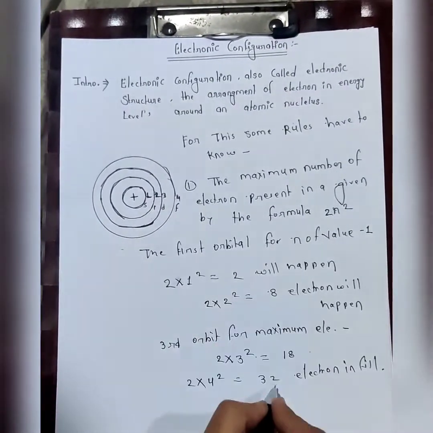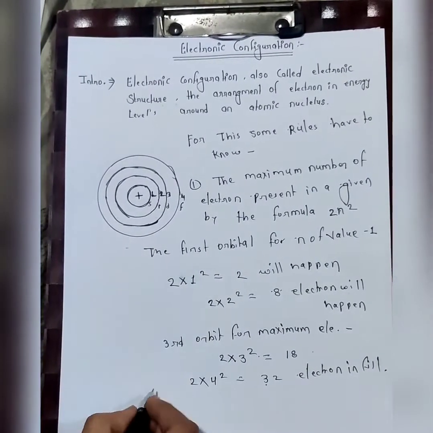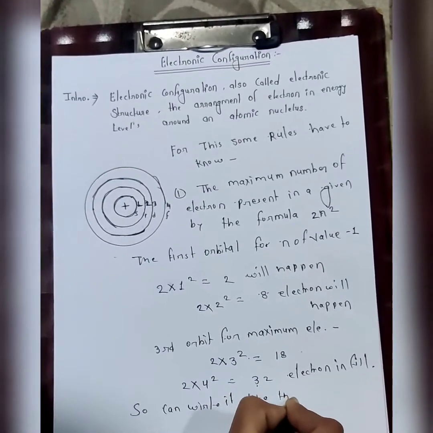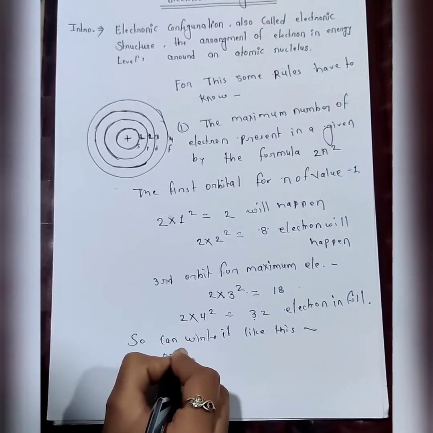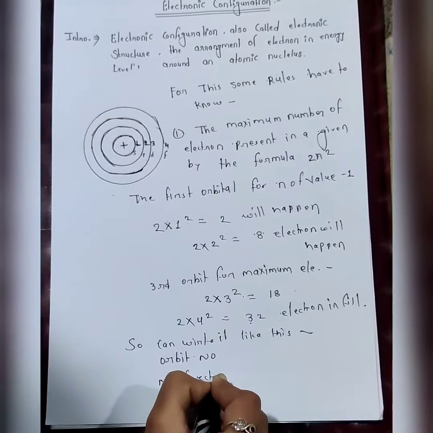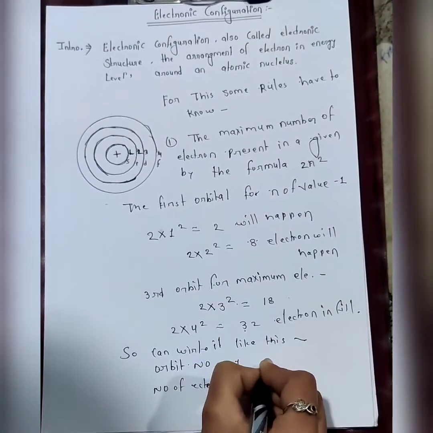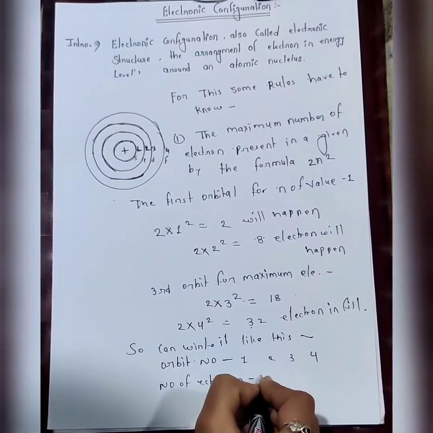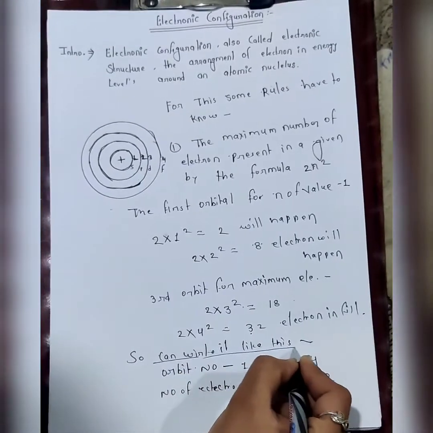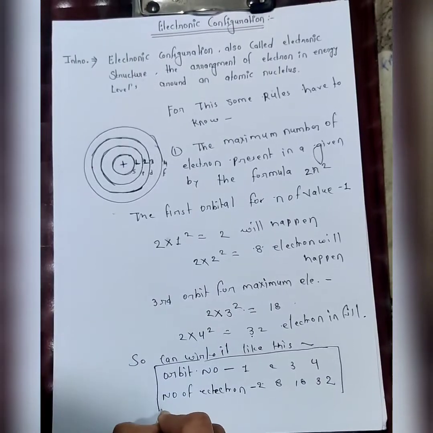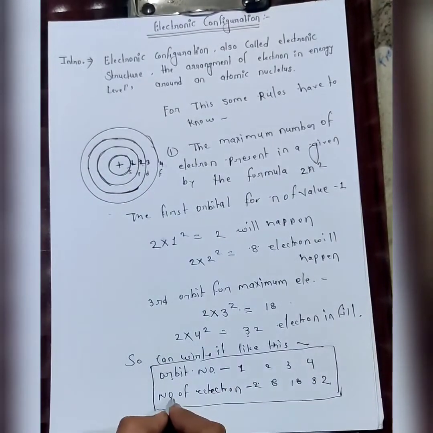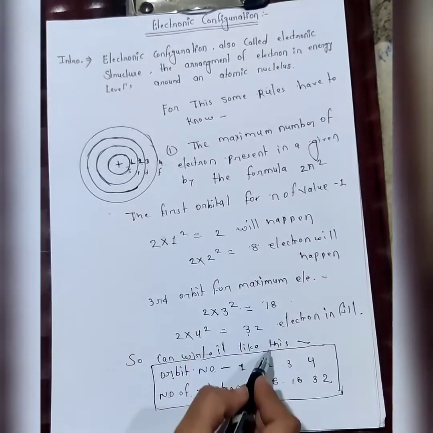All of these maximum numbers of electrons we can write like this: orbit number 1, 2, 3, 4 and number of electrons 2, 8, 18 and 32.